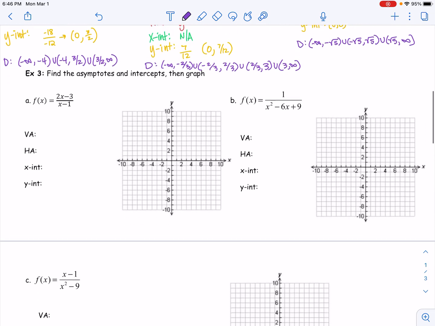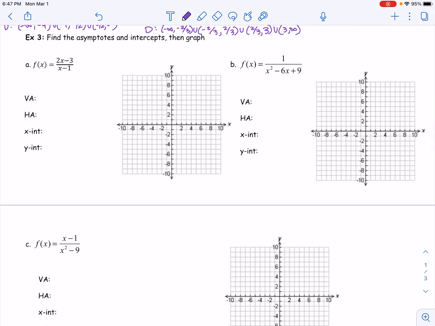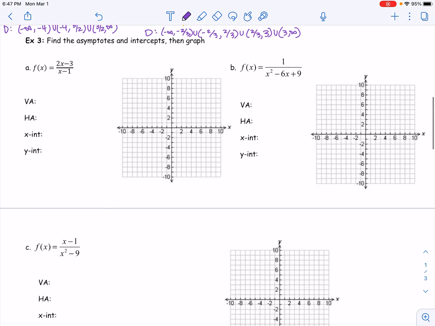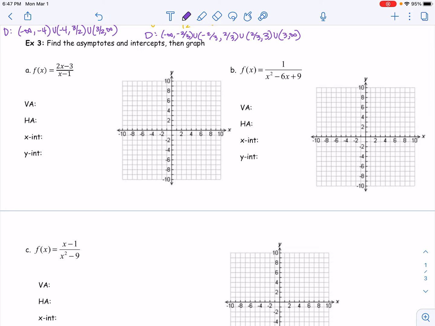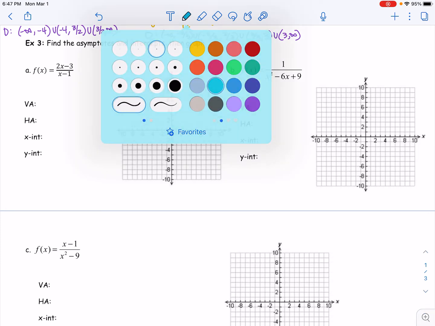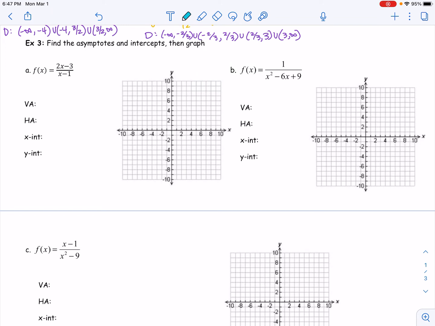Okay, we're going to start off pretty simple and then get more and more complex. So what we want to do is find our asymptotes and our intercepts and then put that on a graph to see where it's going to end up. For vertical asymptotes, remember we're setting our denominator equal to 0. Lucky for us, part A is already factored, so we don't have to do that first step of factoring. So we set the denominator equal to 0, which means our vertical asymptote is at x equals 1. I'm going to go ahead and plot that right now.